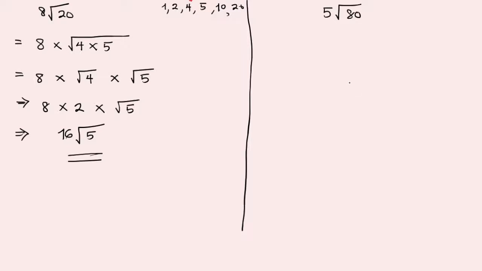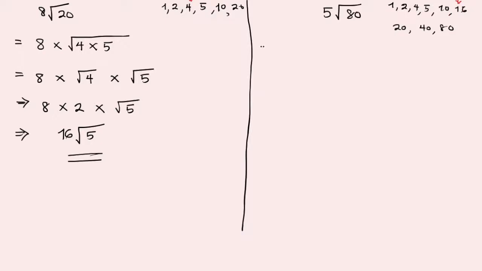Now to the next one. The factors of 80 include 1, 2, 4, 5, 10, 16, 20, 40, and 80. Now what's the largest perfect square we have here? Let's start from the largest number. 80 isn't a perfect square, and even if it is, we can't use it. Now 40 is not a perfect square. 20 is not a perfect square. 16 is a perfect square. So that's the number we'll be using.